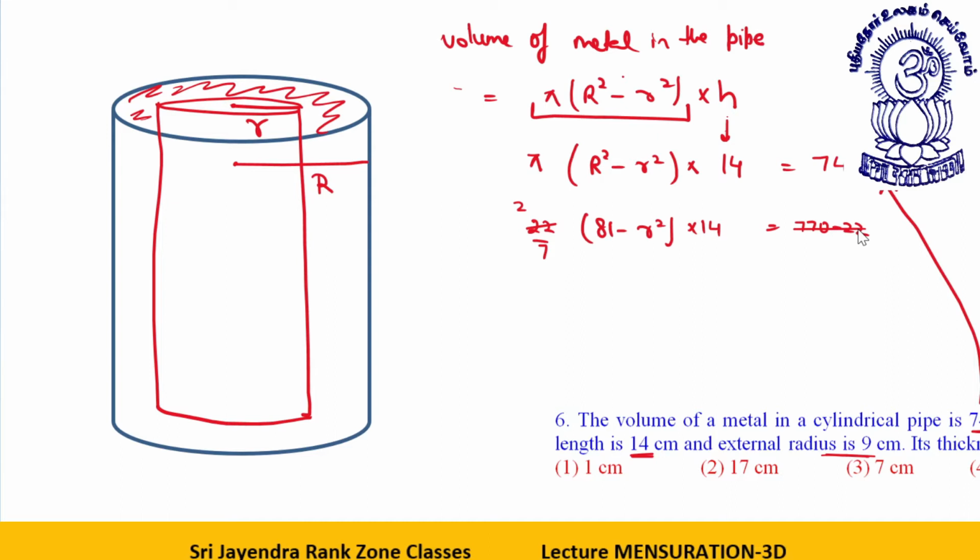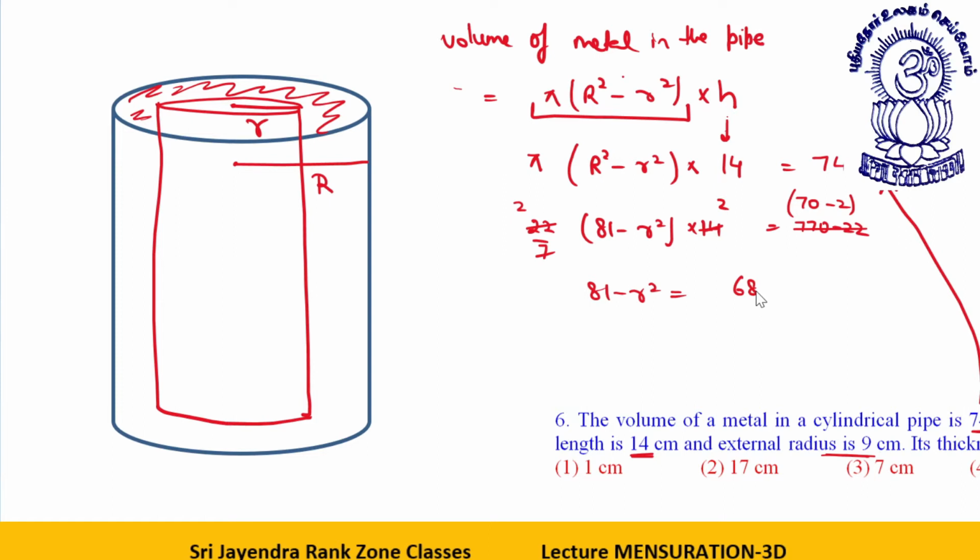Okay. So this is 2 into 14, and 14 and 7 cancel to give you again 2. So 81 minus r square is equal to 68 by 4. 81 minus r square is equal to 17. R square is equal to 81 minus 17. This implies r square is equal to 64, so r is equal to 8.